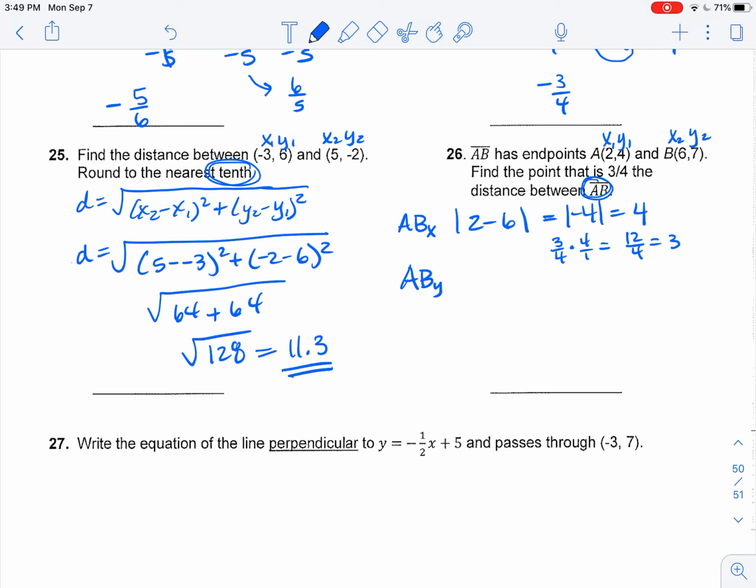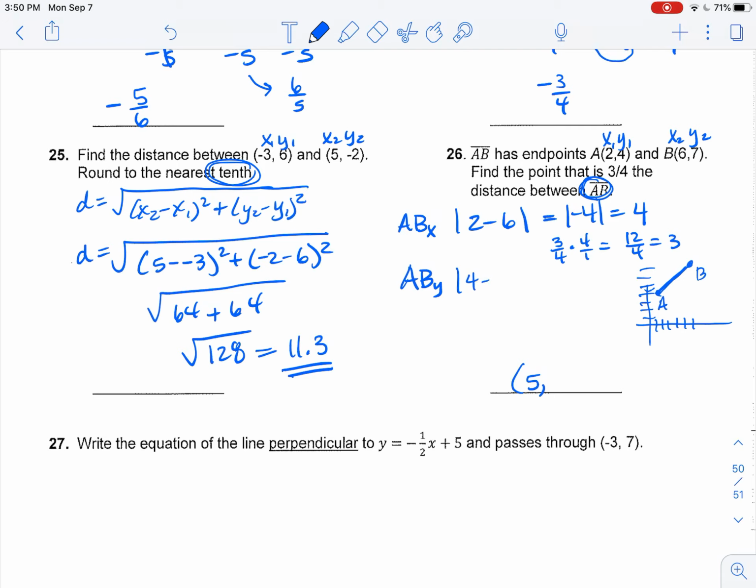So if I think about this, I'm starting from A. I've got to take the x-coordinate of the A, and if I just think about a little sketch real quick, 2, 4, it's right there, 3, 4, 5, 6, 7. Okay, so here's my little line segment, and here's my A, here's my B. I know I'm going to be adding 3 to the x coordinate of the A, so I know that's going to be 5.